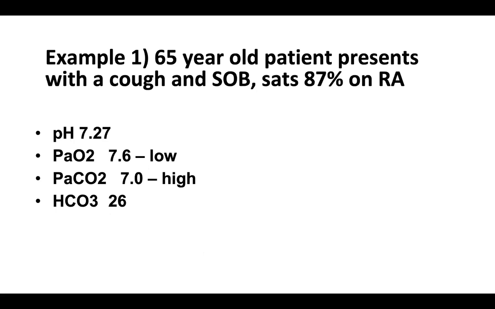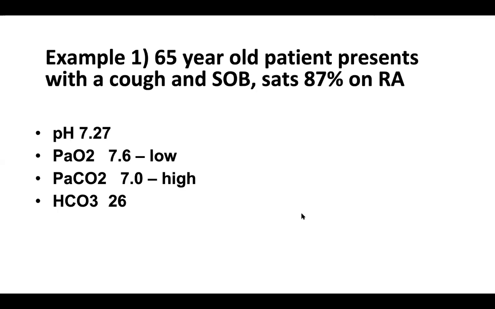There are 4 examples here, and then it's the end of the talk. So why don't we have a quick chat through, if that's okay. We've got a 65-year-old patient that presents with a cough and shortness of breath. The saturations are 87% on room air, so they're not on any oxygen. And these are their ABG results. Their pH is 7.27. So mention in the chat, is it normal, acidotic, alkalotic?